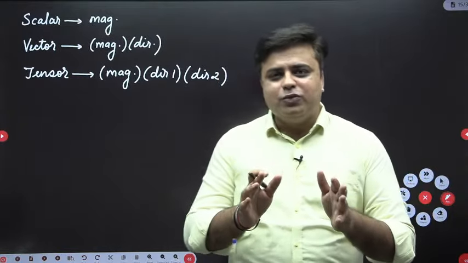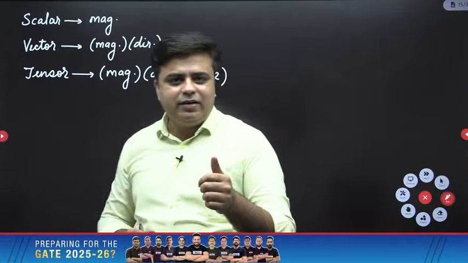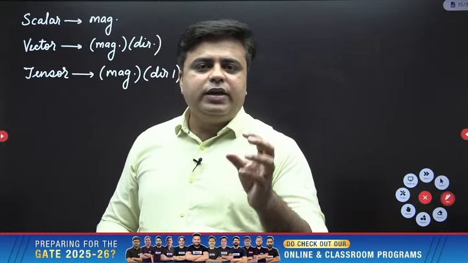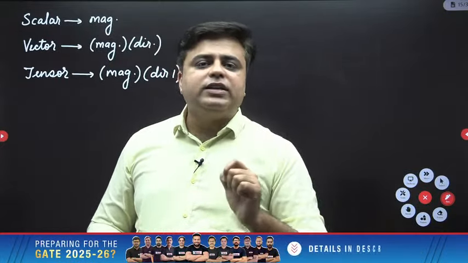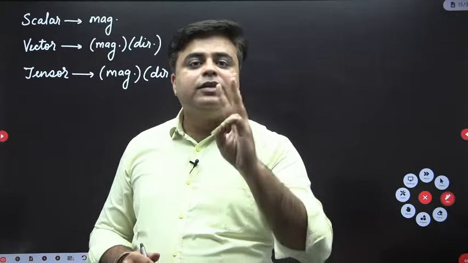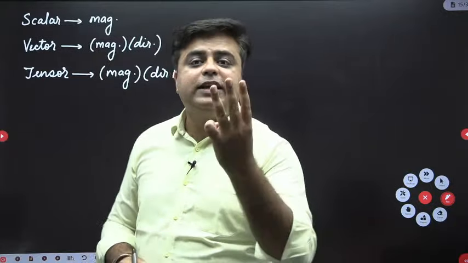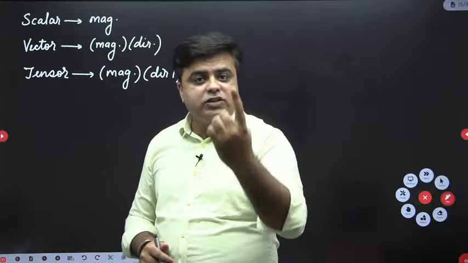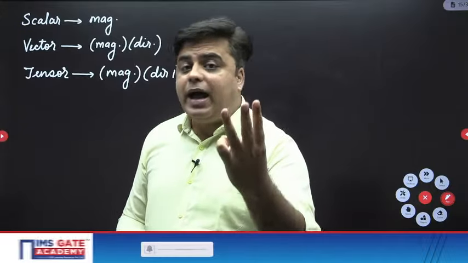So for you, tensor quantities are not applicable, right? Examples of tensor quantities are stress, point number one, strain, third is moment of inertia. What are the three examples of tensor quantities? Stress, strain, and moment of inertia.